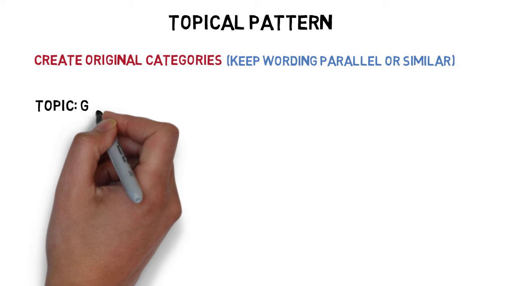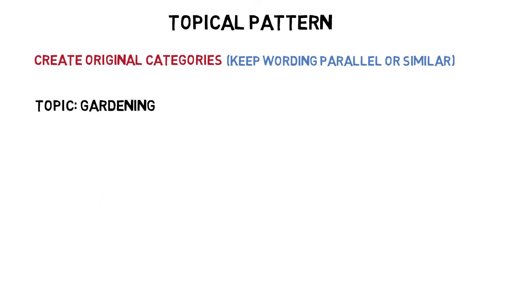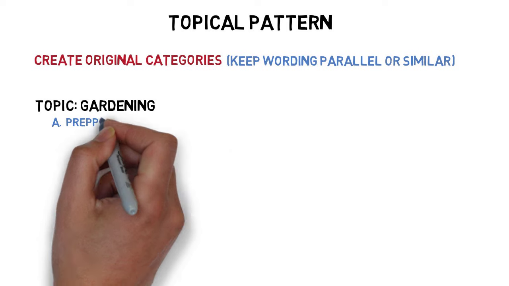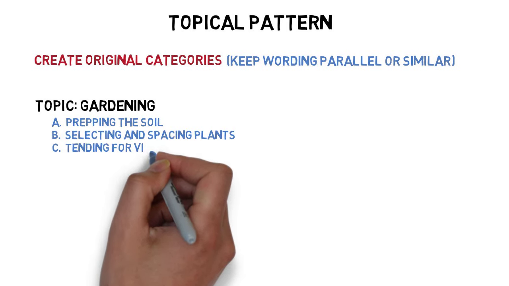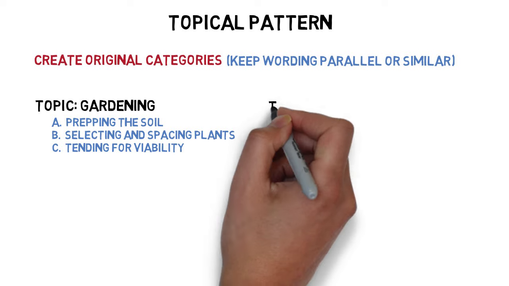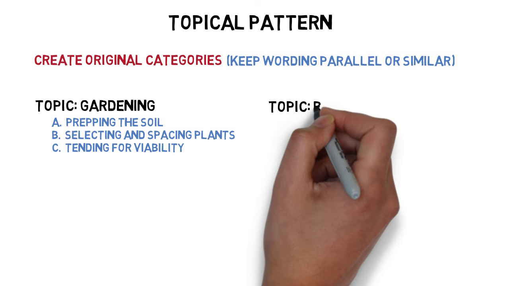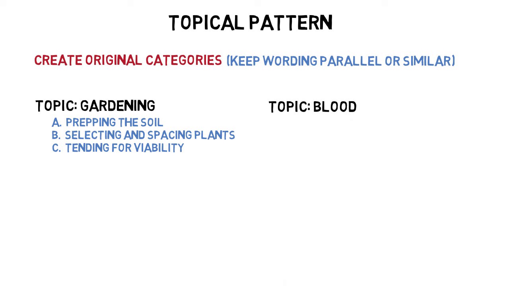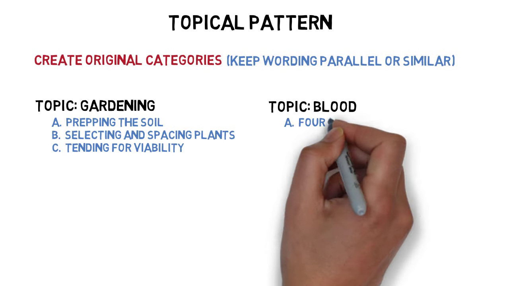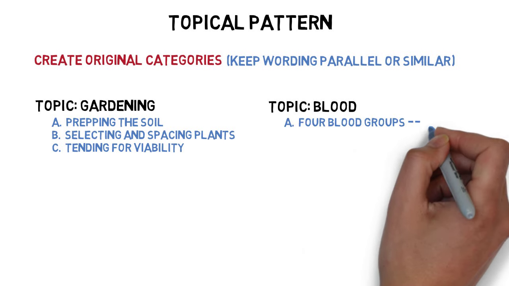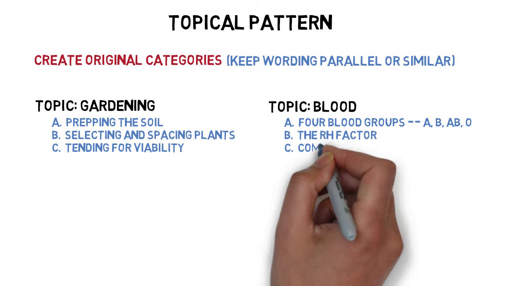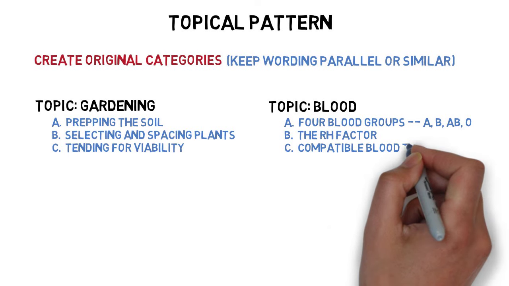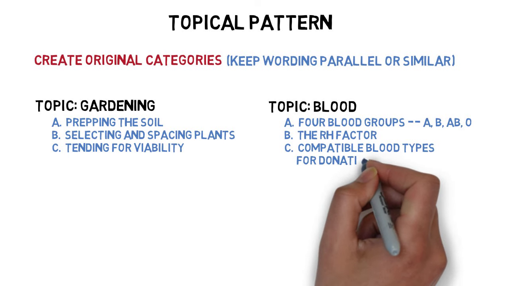For instance, the main points for a speech on gardening might be arranged like this: preparing the soil, selecting and spacing plants, and tending to plants to ensure viability. Or, the main points for a speech on blood might be arranged like this: 4 major blood groups, A, B, AB, O. The RH factor, and compatible blood types for donation.